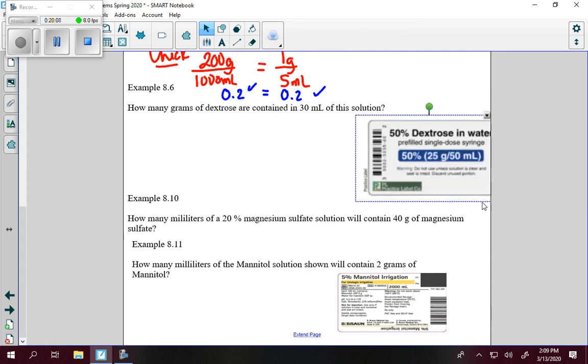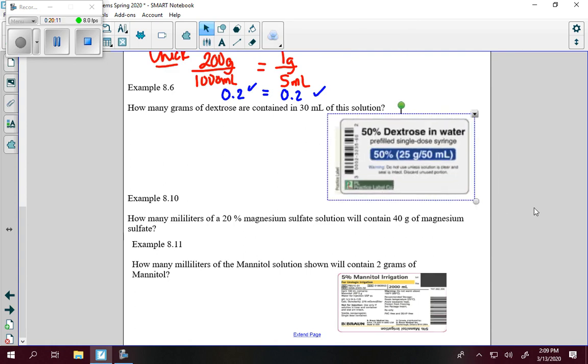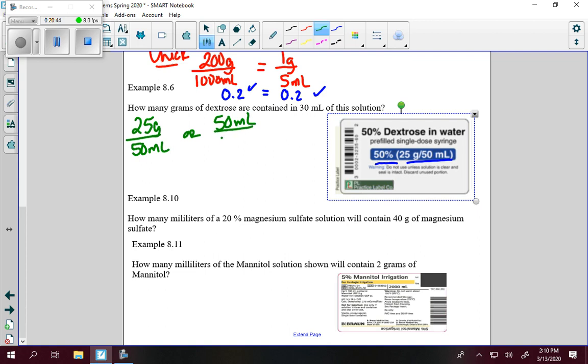I am going to keep going. So this says here, how many grams of dextrose are contained in 30 milliliters of this solution? My first way to solve this problem said that I should set up my strength fraction. So my strength fraction, I could either use 50% or I can use 25 grams to 50 milliliters. I'm actually going to use the 25 grams to 50 milliliters because it's already in a fraction for me, and I'm not going to reduce it because I have a calculator. But I am going to write it in two ways. I can say either 25 grams are in 50 milliliters or 50 milliliters are in 25 grams.